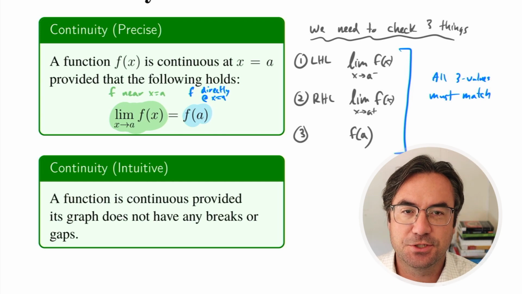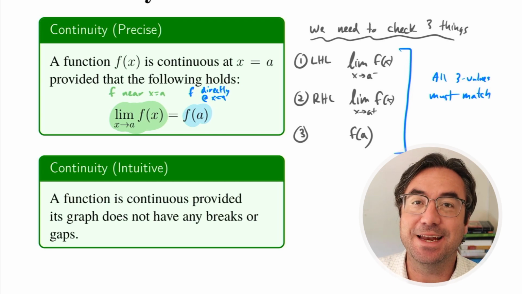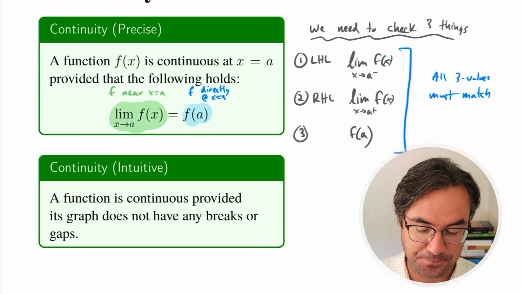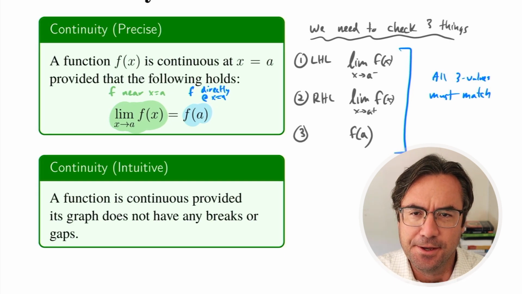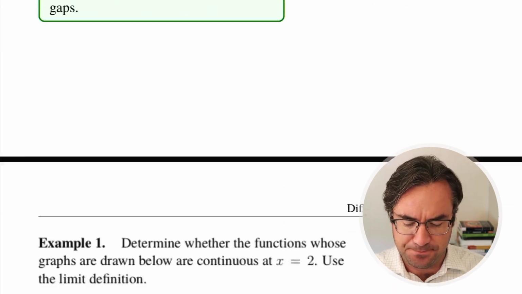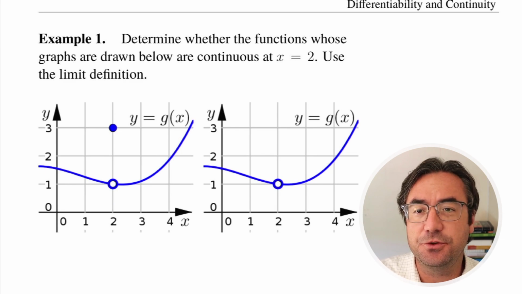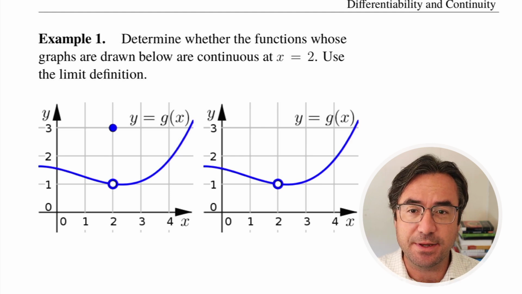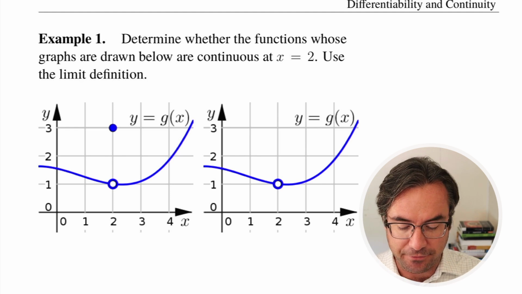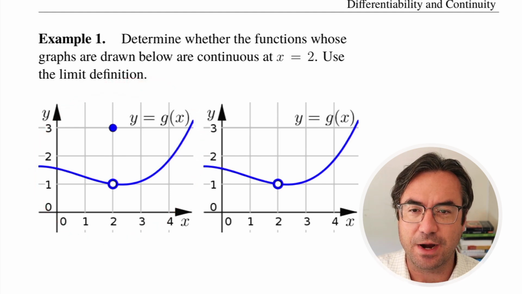Okay, so let's try an example. Let's look at some graphs. We'll look at two. All right, so here's example one. We're going to determine whether these two functions are continuous at x equals 2 or not, and we're going to use that limit definition. So let's start with our first one here. We've got this graph.